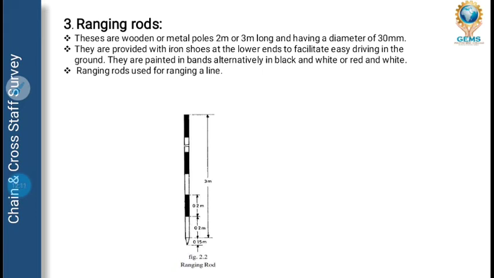It is also in black color, which gives the highest visibility when you have blurred visibility. Like when there is fog, the white and black or white and red will still give you a higher range of visibility. It is used for ranging a line. The line ranging can be direct or indirect methods.